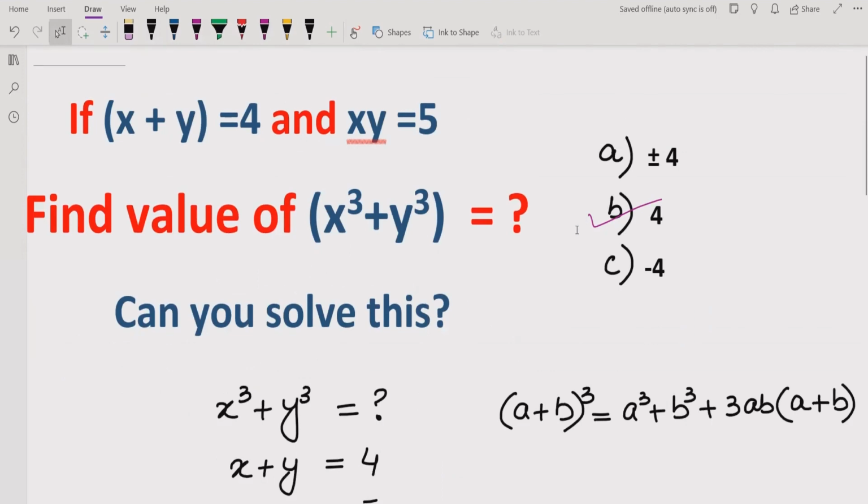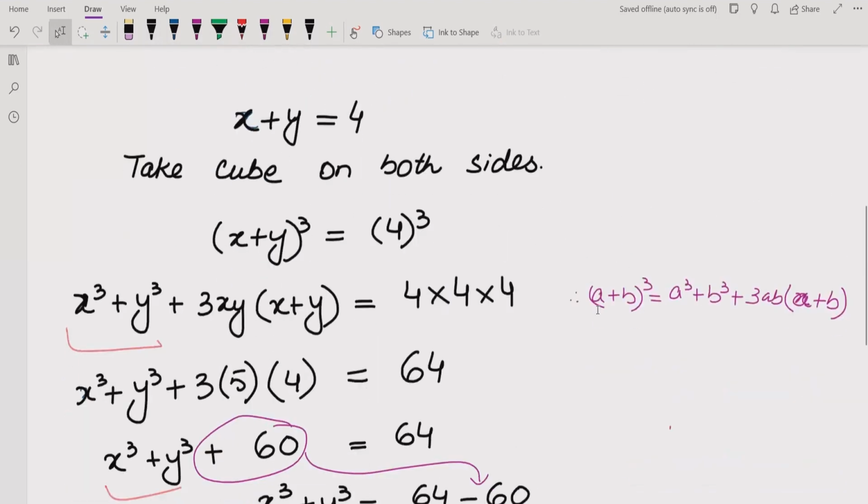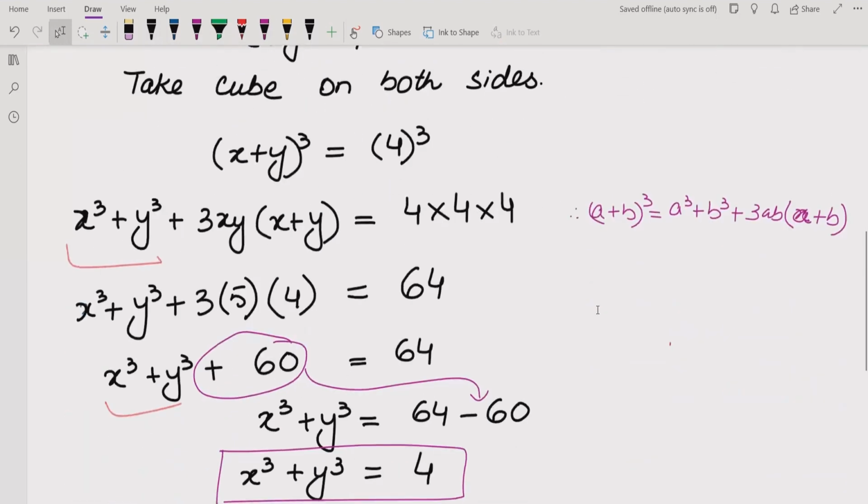I hope you understand how you can find the value of x cube plus y cube.